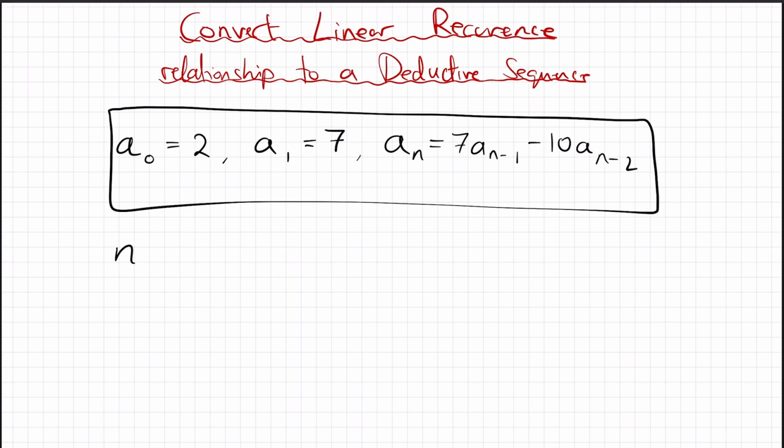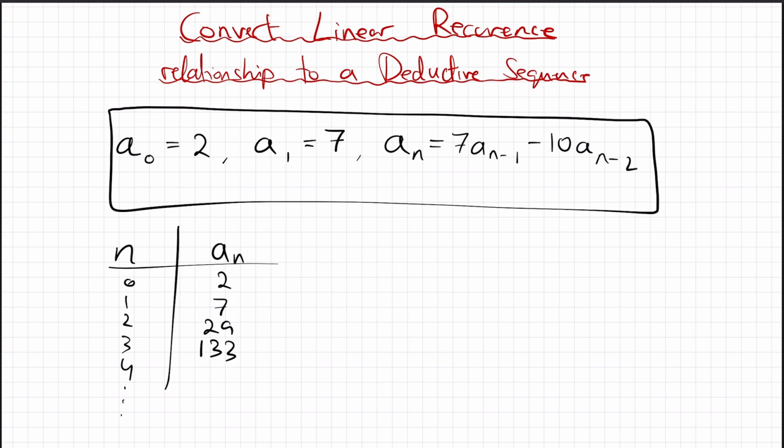So let me make a table with n and a of n. And I guess we'll go up to the fourth term because after that they get quite large. So we know a of 0 is 2 and a of 1 is already 7. And then we can work out what a of 2 is because that's going to be 7 times 7 minus 10 times 2, which is 29. A of 3 is going to be 7 times 29 minus 10 times 7, which is 203 minus 70, or 133.